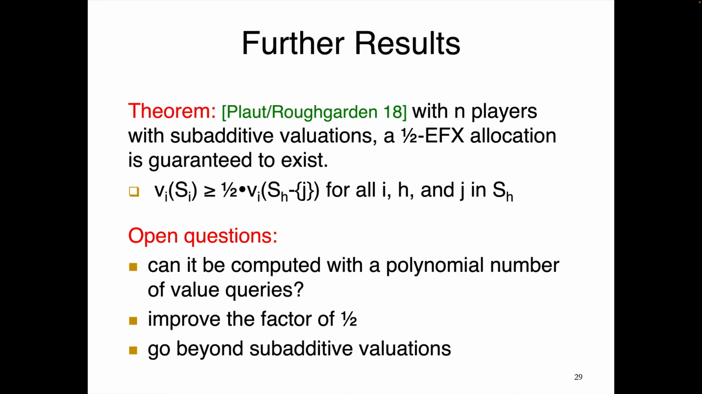One dimension along which you can get closer is a better constant than 1/2. Another is to look at a more general valuation class beyond subadditive. I think both of those are interesting. Another open question: our construction is a simple algorithm, but it seems to be exponential, and here we don't have an exponential query lower bound. So it's also an open question whether you can compute these with a polynomial number of queries. It's an interesting question. All right, so that's the first main part of the talk.